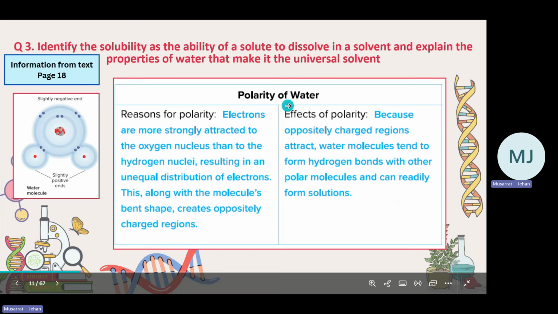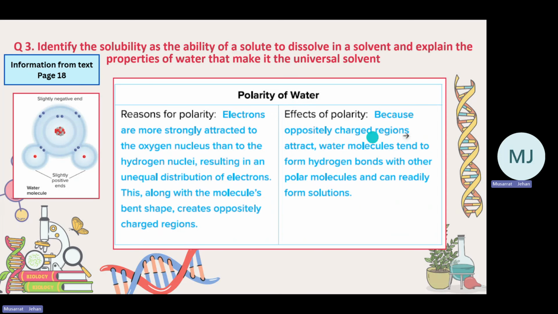What is the effect of this polarity? Because oppositely charged regions attract, water molecules tend to form hydrogen bonds with other polar molecules. They form bonds with other polar molecules because they are slightly positive and negative. And that is the reason why they can readily form solutions. Why do they form solutions? Because of polarity.